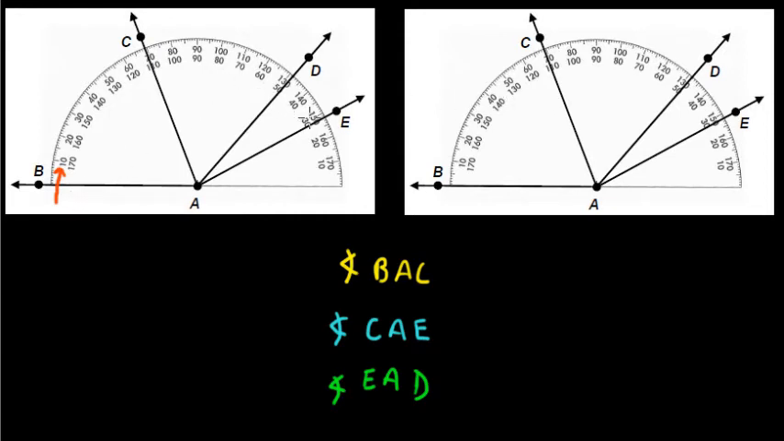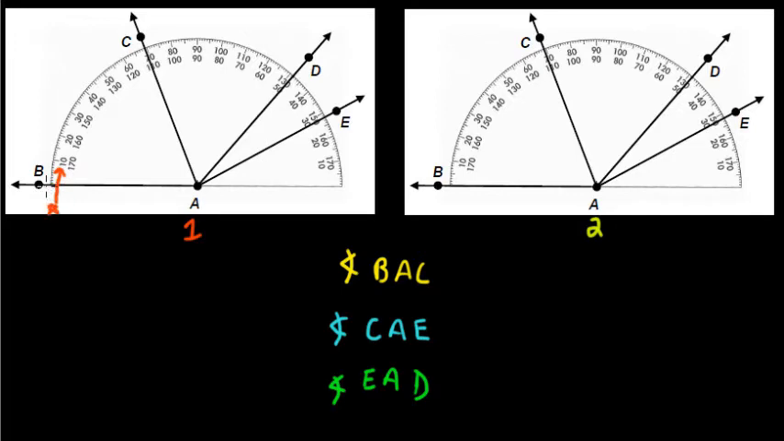Now I want you to notice these two protractors I have here are identical. I'm going to show you two different ways to use the same protractor. Let's just say this is protractor number 1, and let's say that this is protractor number 2. On protractor number 1, we're going to use the top row, and I want you to notice that the top row starts right here.